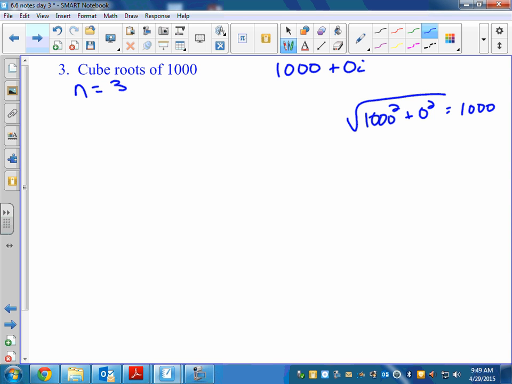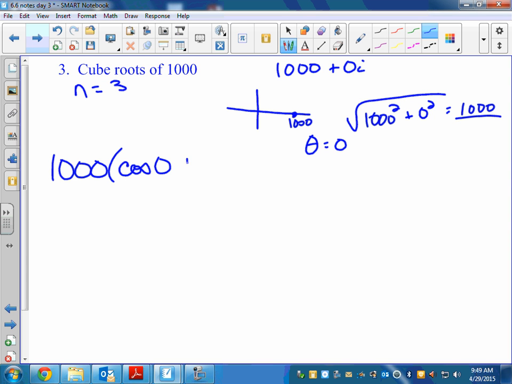Because if I graph this, this would just be at 1,000 on the real axis, right? Which means what angle am I at? 0 or 2 pi if you prefer. So theta equals 0, and then 2 pi, 4 pi. r equals 1,000. So it's 1,000 times cosine of 0 plus i sine of 0. If you like degrees better than adding the 2 pi, like if you like adding 360, you can make that 0 degrees. I like 2 pi better. I do better with radians, so I'm keeping mine as 0 with no degree sign.